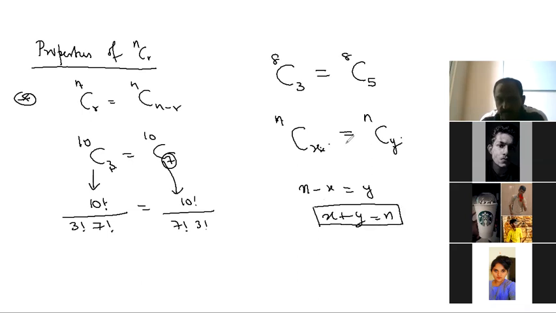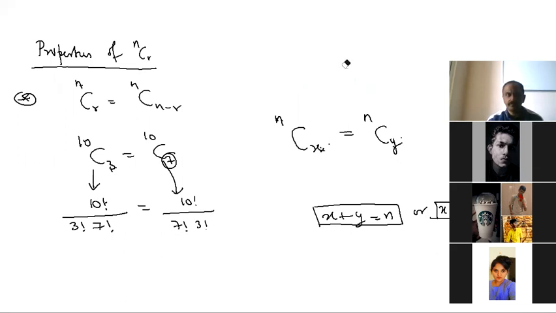So they'll ask you like this in the exam. NCX is equal to NCY. Then what can you say? X plus Y should be equal to N. The sum of these two should be N, or else the values of X and Y should be the same. Please note down: NCX is equal to NCY.